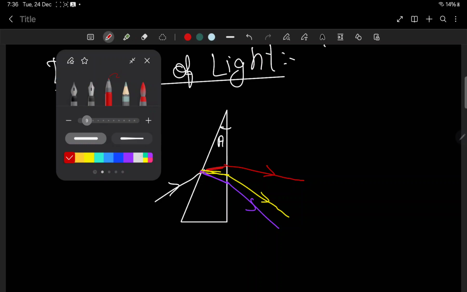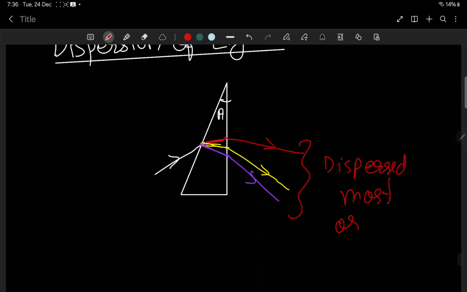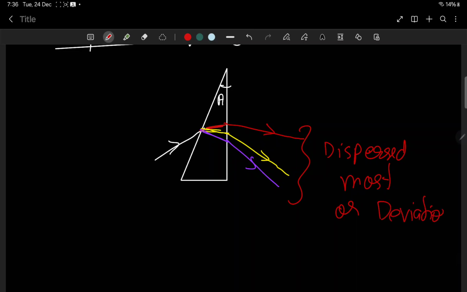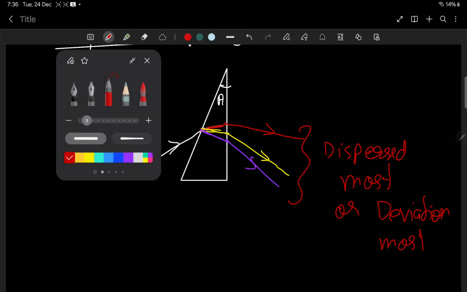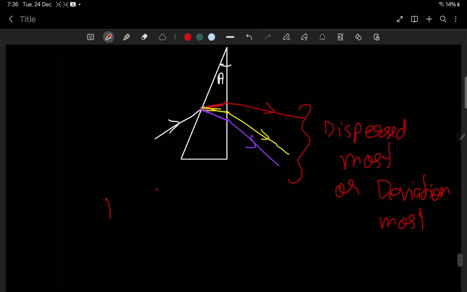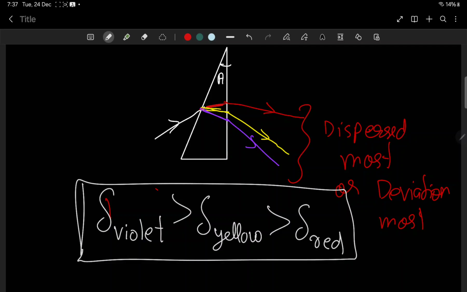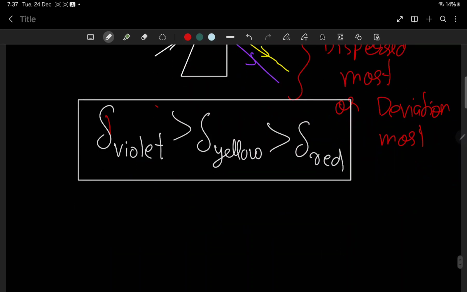So understand one thing. Which color among these is dispersed the most, or deviation is most for which color? Very simple. Yes, violet color has more deviation. Then it is yellow, then red. Very important order.